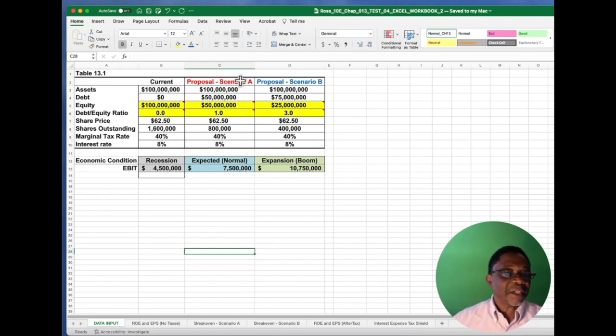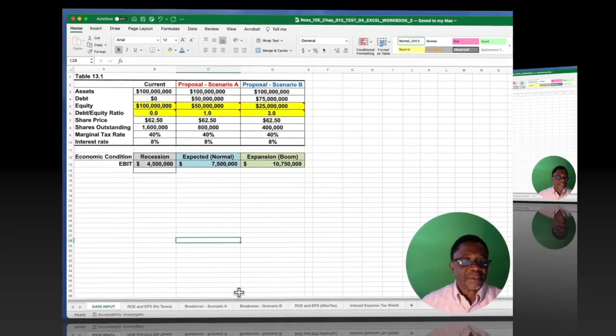There's a scenario A that's reviewed in the PowerPoint presentation for Chapter 13. And this is a 1-to-1 debt to equity ratio. And then there's a scenario B where we have a 3-to-1 debt to equity ratio. There we have debt of 75 million, equity of 25 million, so that's 3-to-1. So again, you can change the values in the white cells here.